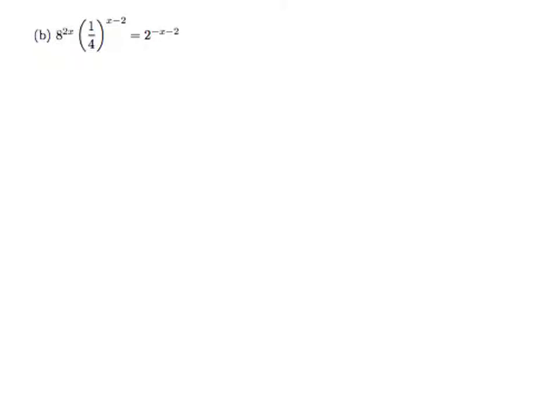Okay, this is problem number B. It says we need to solve again. This is 8 to the 2x times 1/4 to the x minus 2 equals 2 to the negative x minus 2. So what we can do is get all common bases, and 2 is going to be a good common base to use. So if we rewrite 8 with base 2, we need it to be 2 cubed. That equals 8, and we still have the 2x with it. And that's times 1/4. 1/4 can be written with base 2 as 2 to the negative 2. And we still have that x minus 2 on top.